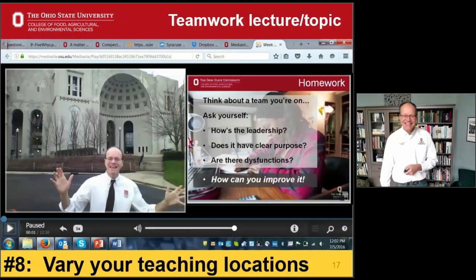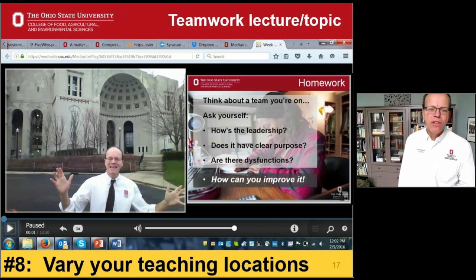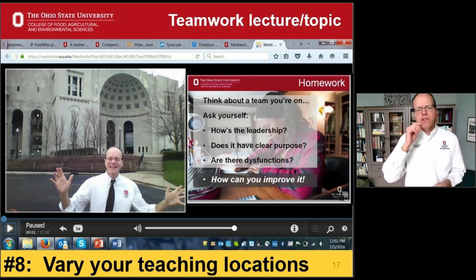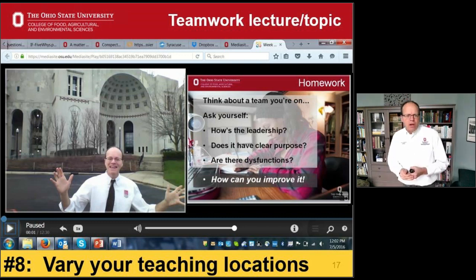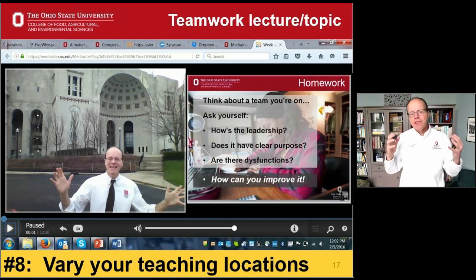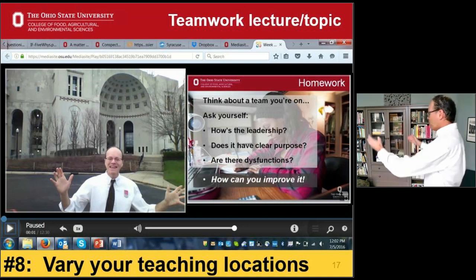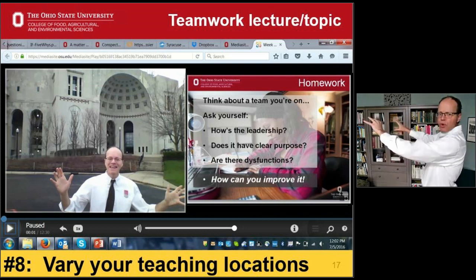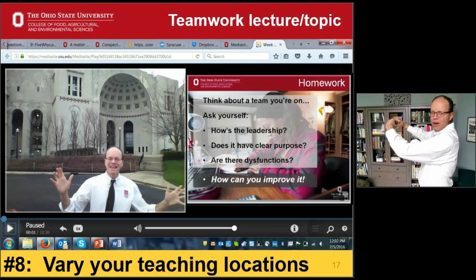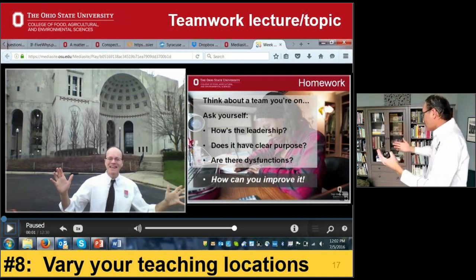But okay, number 8, vary your teaching location. So in this one, dysfunctions of a team, a teamwork lecture, I literally just drove my car over to the Ohio Stadium. The place is iconic. It's the Horseshoe. Everybody knows it. I parked my car and literally sat my computer on the back ledge of the little wing from my hatchback, and started filming.